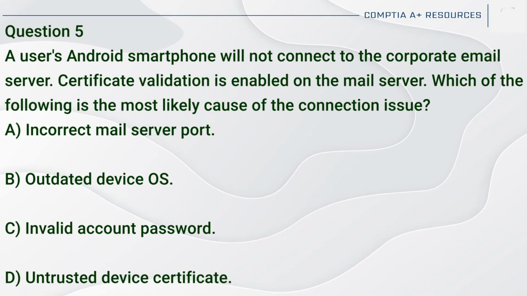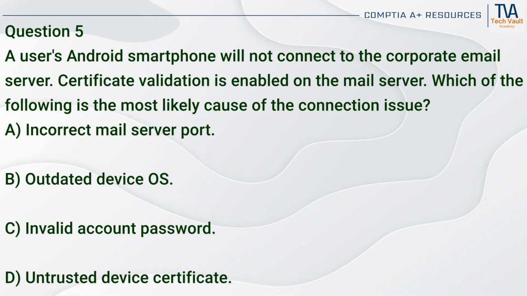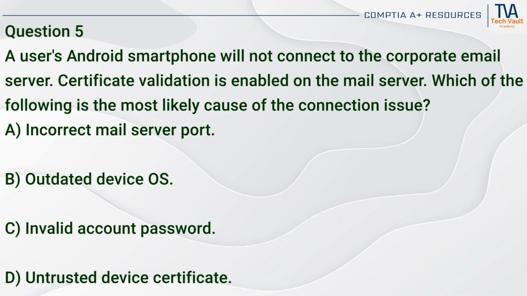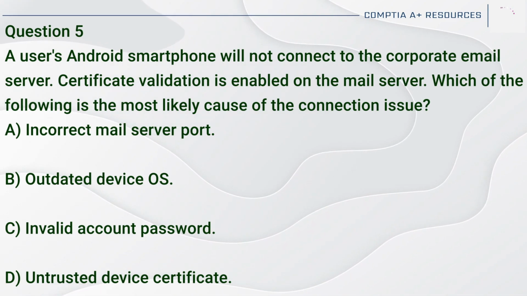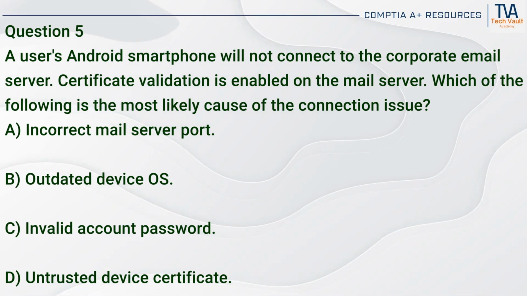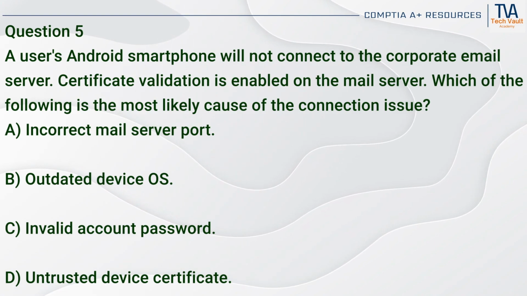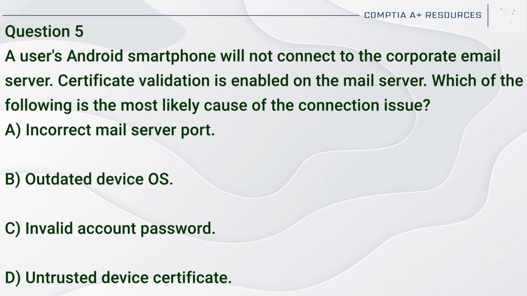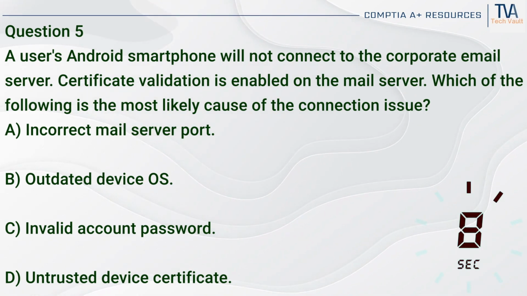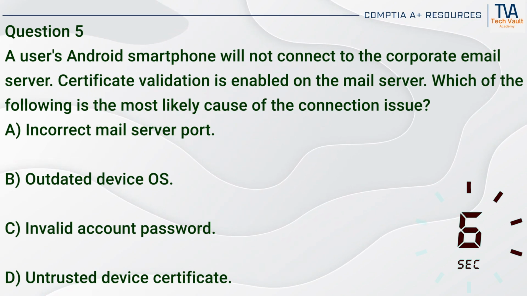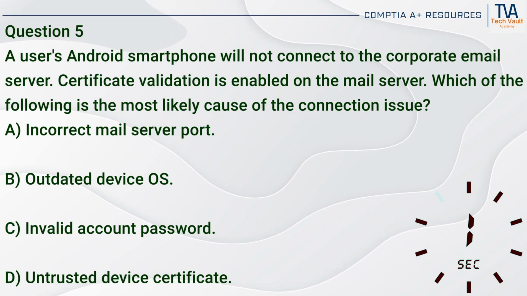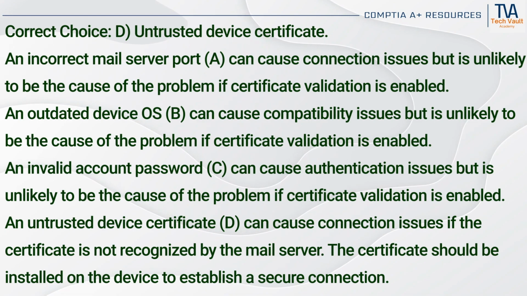Question 5. A user's Android smartphone will not connect to the corporate email server. Certificate validation is enabled on the mail server. Which of the following is the most likely cause of the connection issue? A. Incorrect mail server port. B. Outdated device OS. C. Invalid account password. D. Untrusted device certificate.